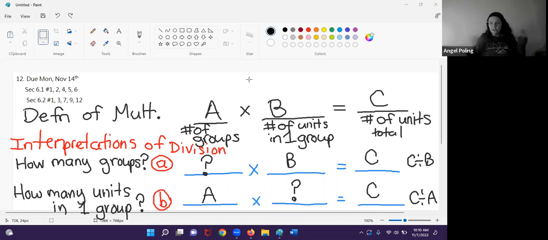Now, these go by other names. So if you look up other resources, even in your book, it brings up the name of these other ways of referring to these perspectives. The how many groups perspective is also called repeated subtraction.